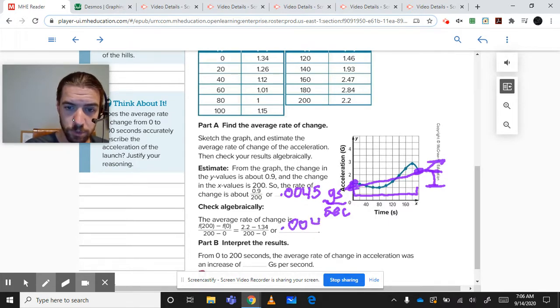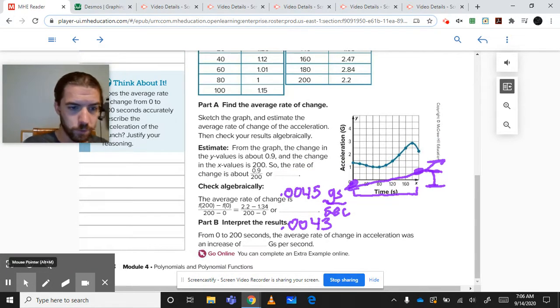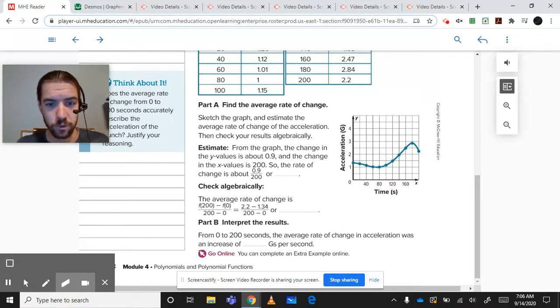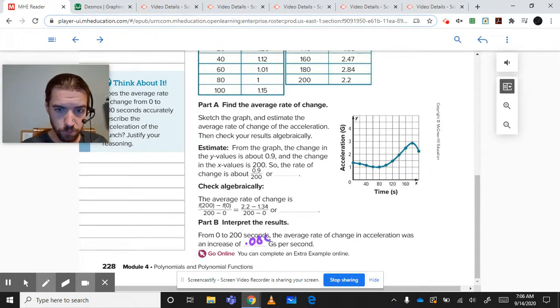we basically get the same number. Let me erase that. From 0 to 200 seconds, the average rate of change in acceleration was an increase of, just what we were writing, 0.0043 Gs per second. Okay, and that is all for this lesson.